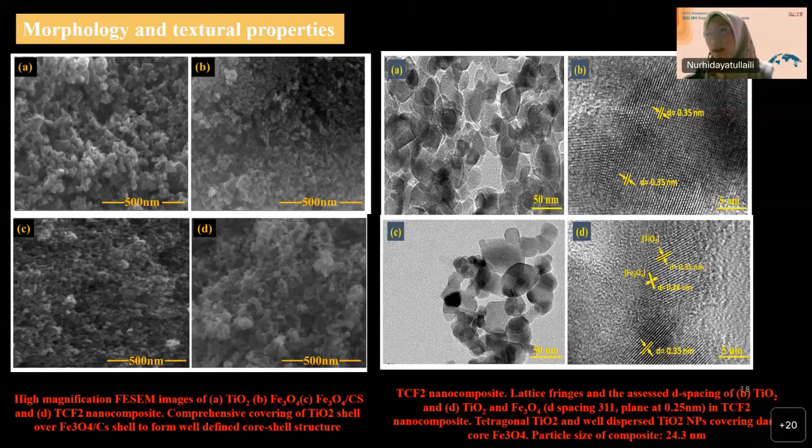structure. From the TEM, the lattice fringes for both metal oxides are clearly observed, for the iron oxide and also for the TiO2, at their respective d-spacing. And from that, we can calculate that the particle size of the composite of these three elements is around 24 nanometers.